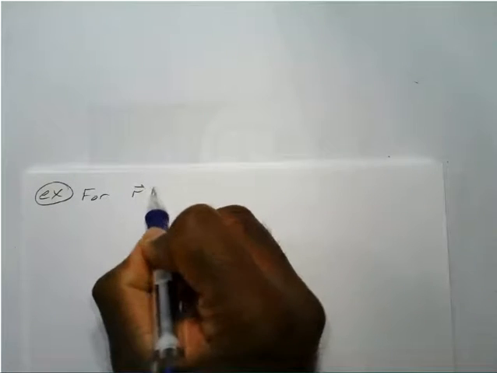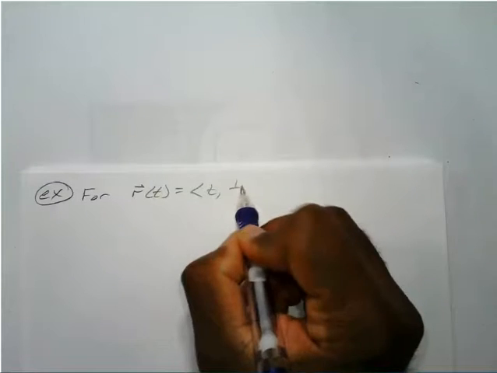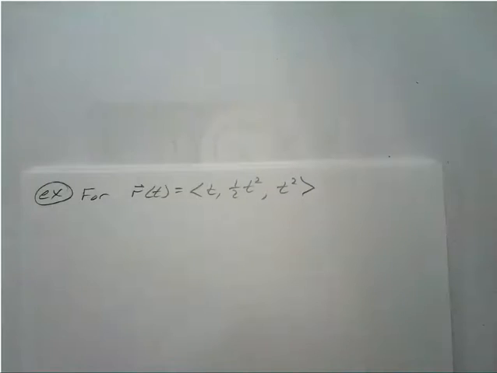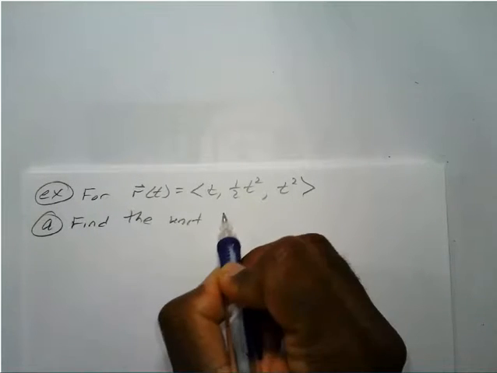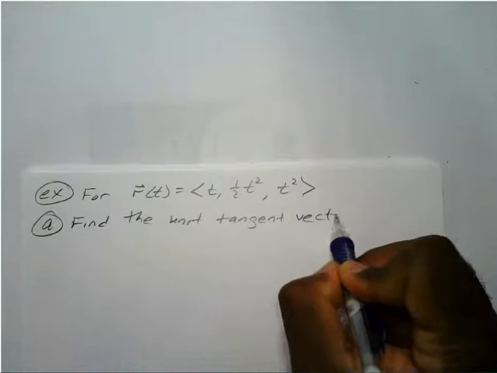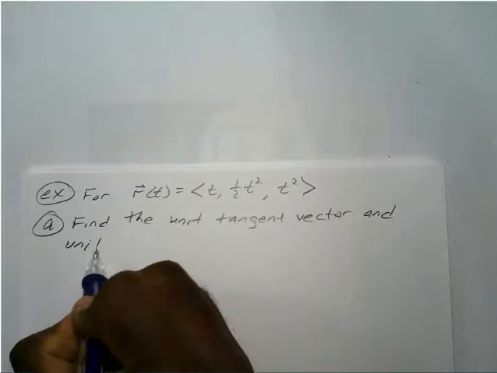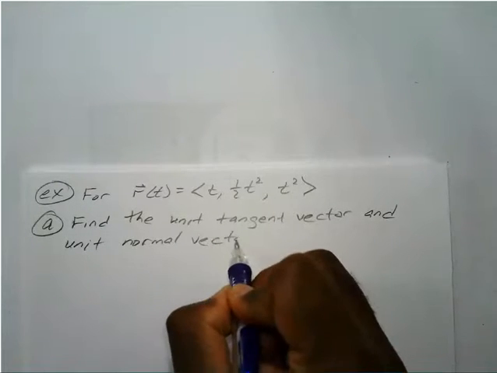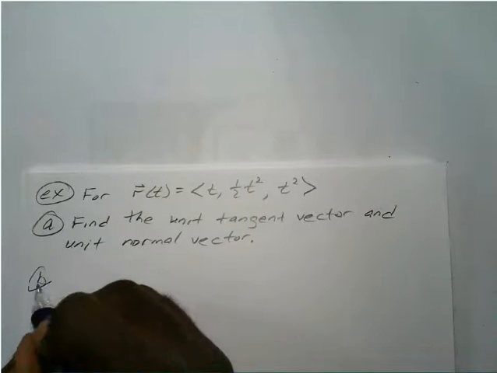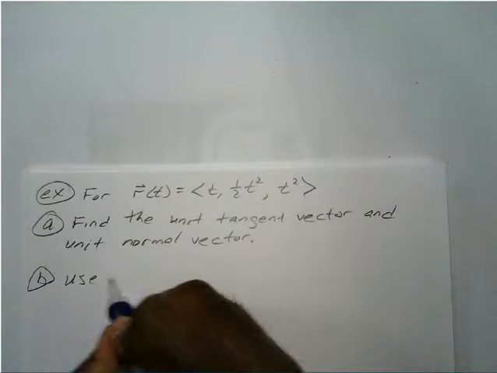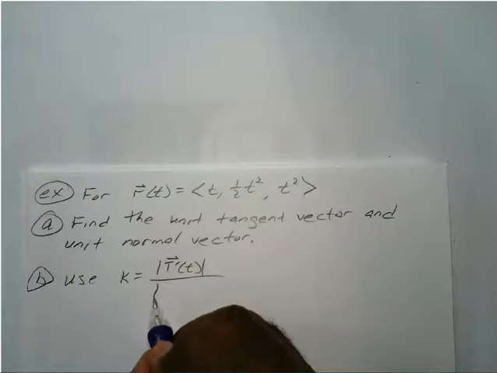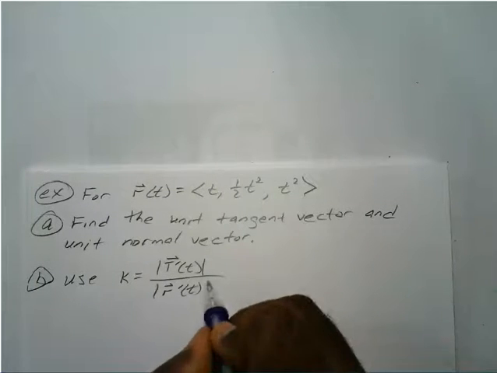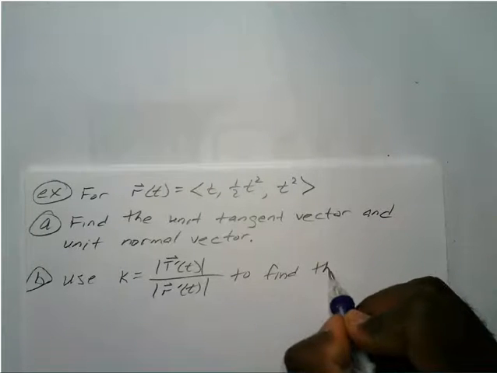All right, so for example, let's say the vector r of t equals t, 1/2 t squared, and t squared. For problem A, you want to find the unit tangent vector and the unit normal vector. And for problem B, we're going to use our curvature formula, which is the magnitude of our tangent vector prime over the magnitude of our original vector prime, to find the curvature.